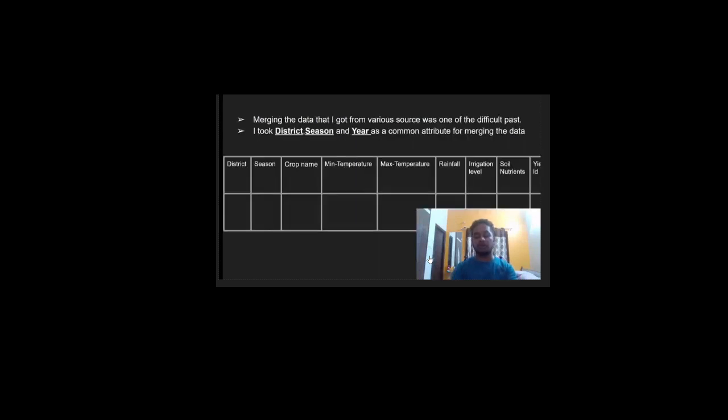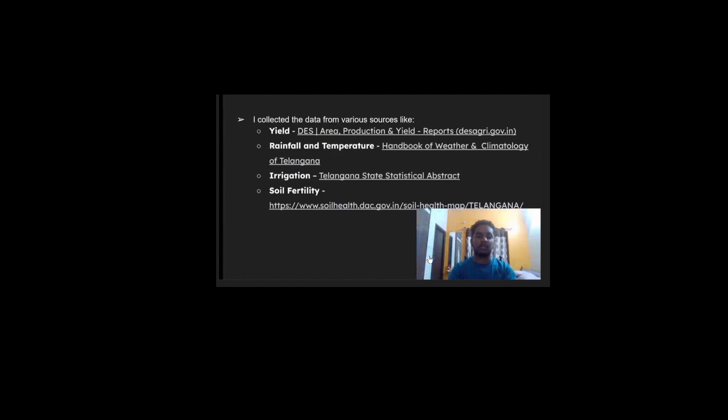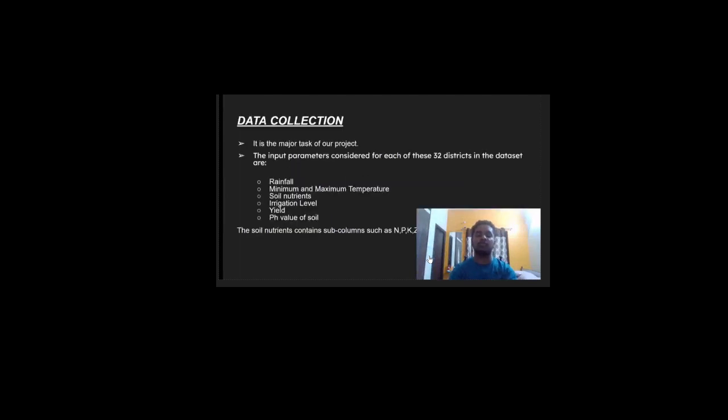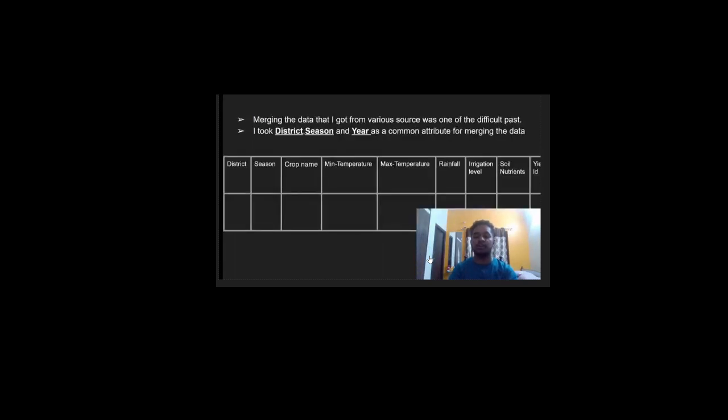The next task is to merge the data. It is one of the difficult tasks in our project. While merging the data, I took district, season, and year as common attributes, and I merged this data. As you can see here, it is the blueprint of our project: district, season, crop name, minimum and maximum temperature, rainfall, irrigation level, yield, and soil nutrition. And soil nutrition contains sub-columns, which are nitrogen, phosphorus, potassium, zinc, iron, copper, and manganese.